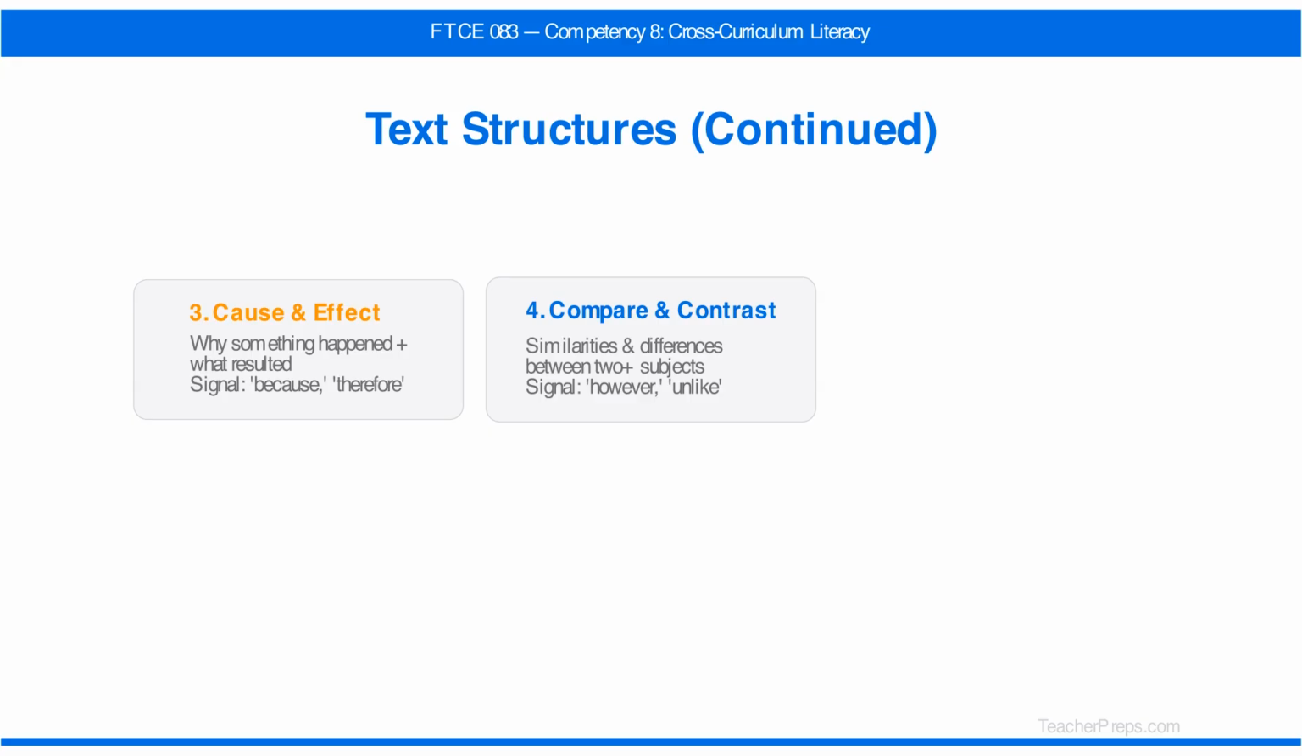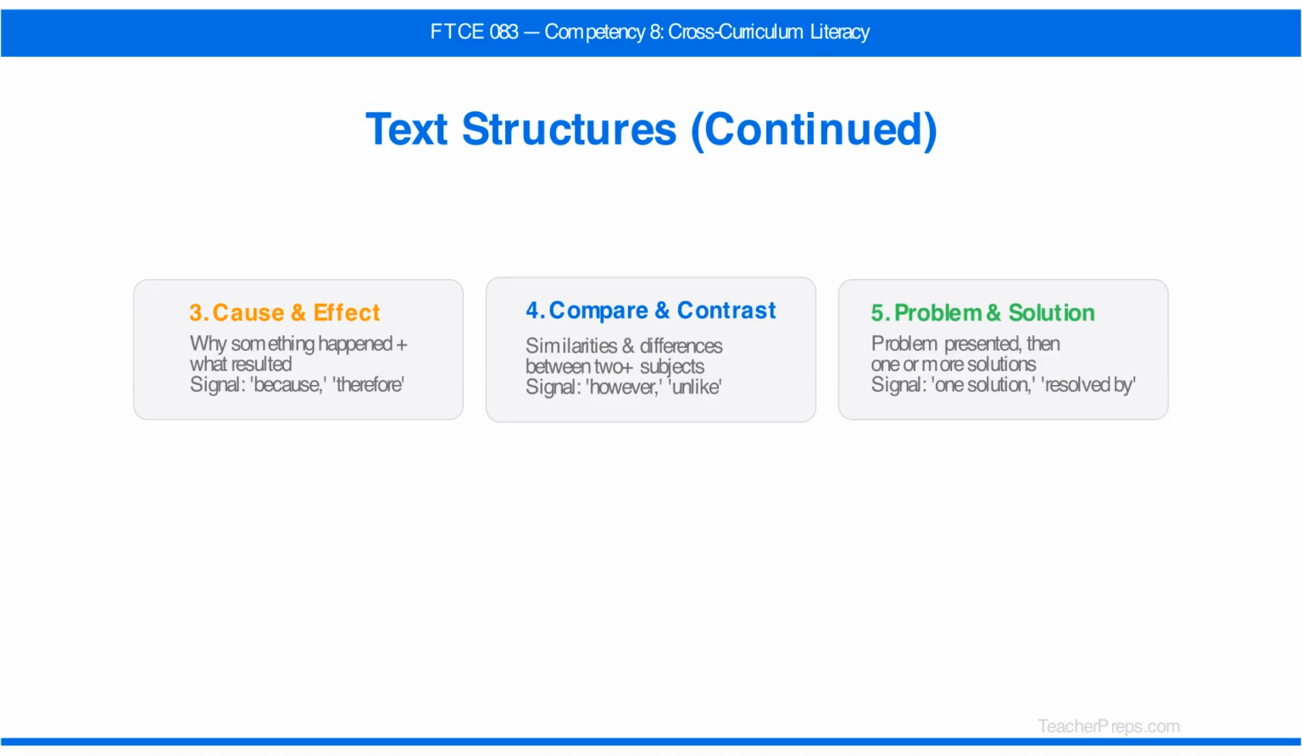The fourth structure is compare and contrast. The author examines similarities and differences between 2 or more subjects. A social studies passage might compare democratic and authoritarian governments. Signal words include similarly, in contrast, on the other hand, both, however, and unlike.